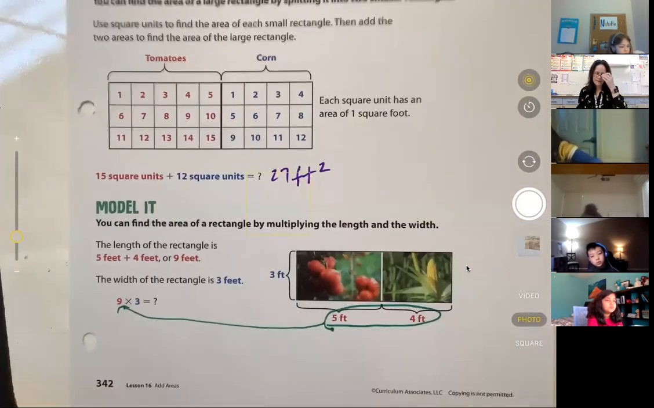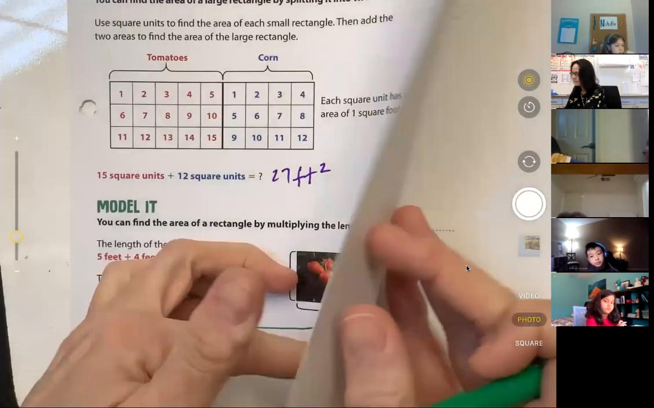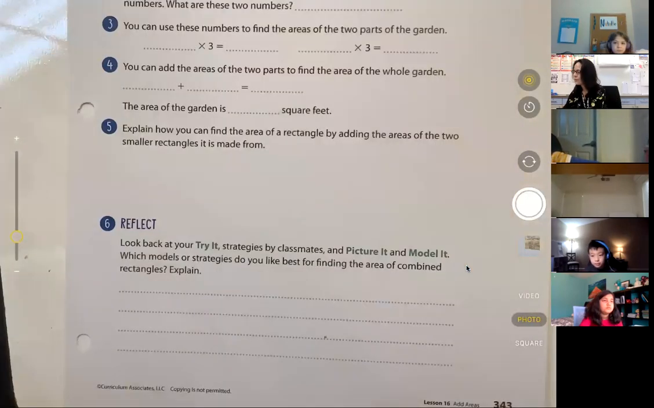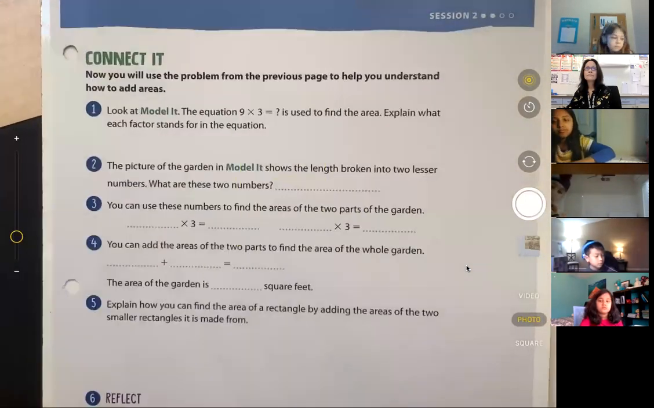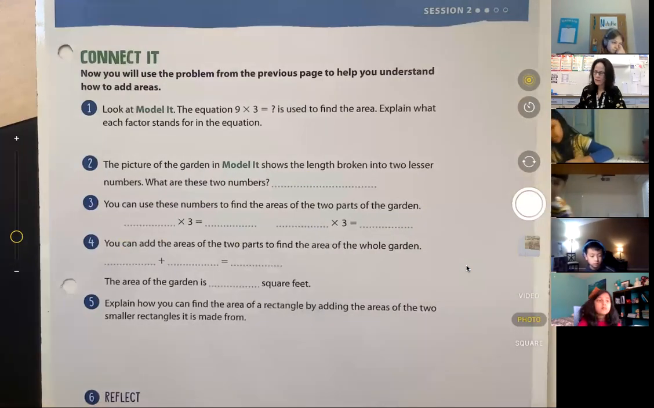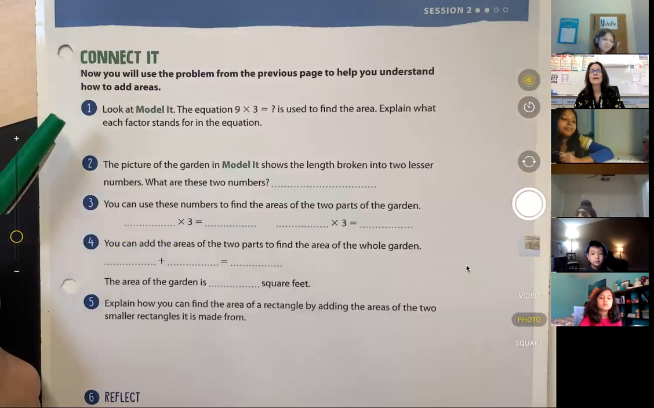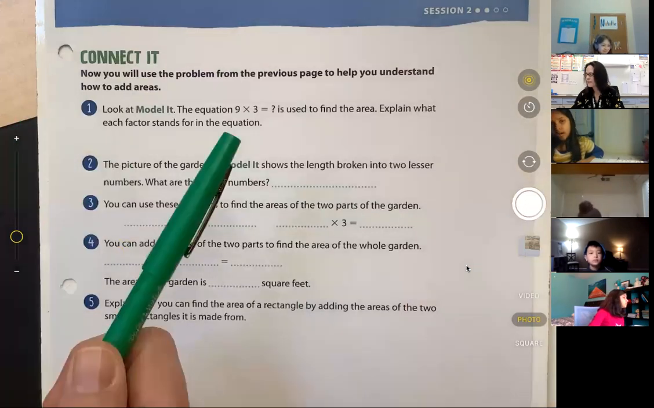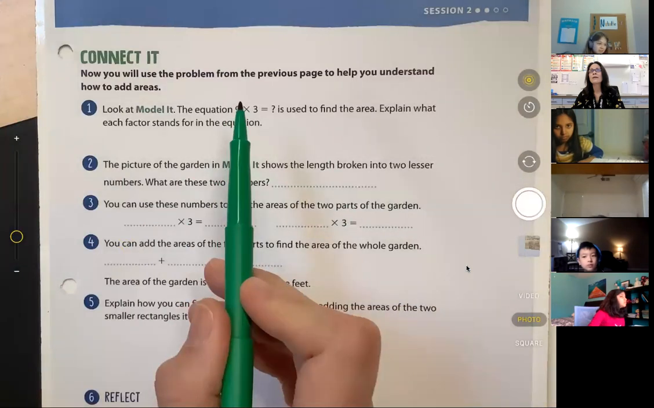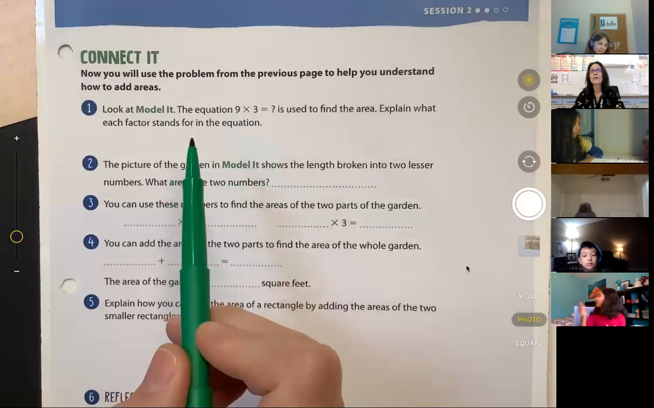All right, let us take a look at page 343. I'm going to try to connect this a little bit for you. Now you can use that problem from the previous page to help you understand how to add the areas. It says to look at that model again. The equation is 9 times 3 equals a question mark, is used to find the area. Explain what each factor stands for in the equation.